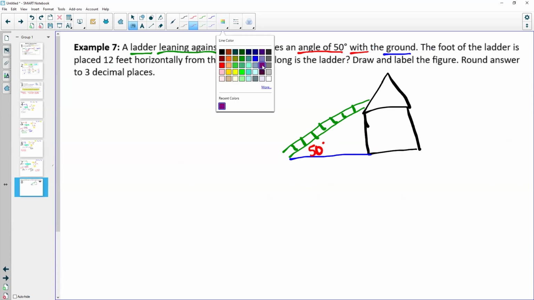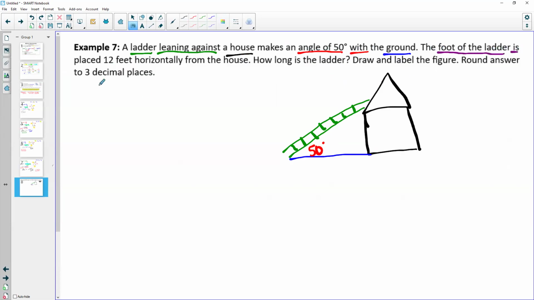Now it says the foot of the ladder. Okay, let me use a different color here. So the foot of the ladder is placed 12 feet horizontally from the house. So the foot of the ladder would be right here, and it is 12 feet horizontal from the house. So this means that this bottom side here is 12.